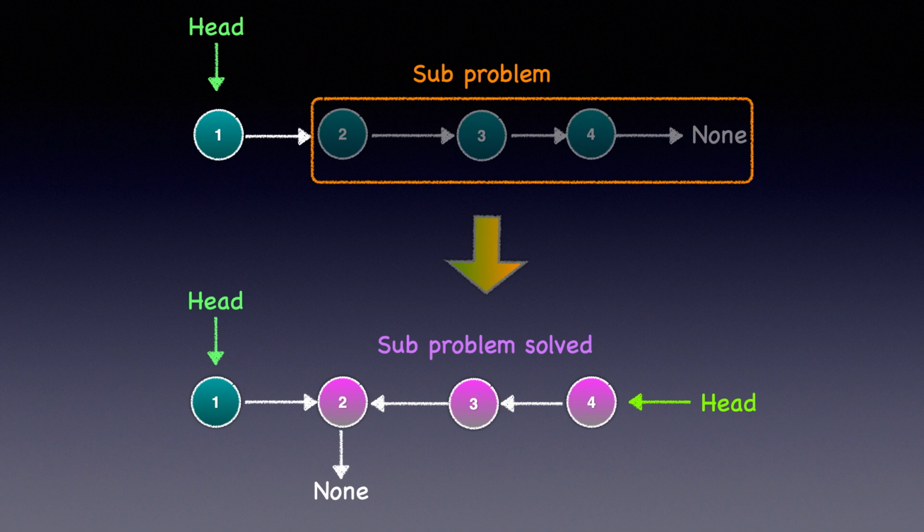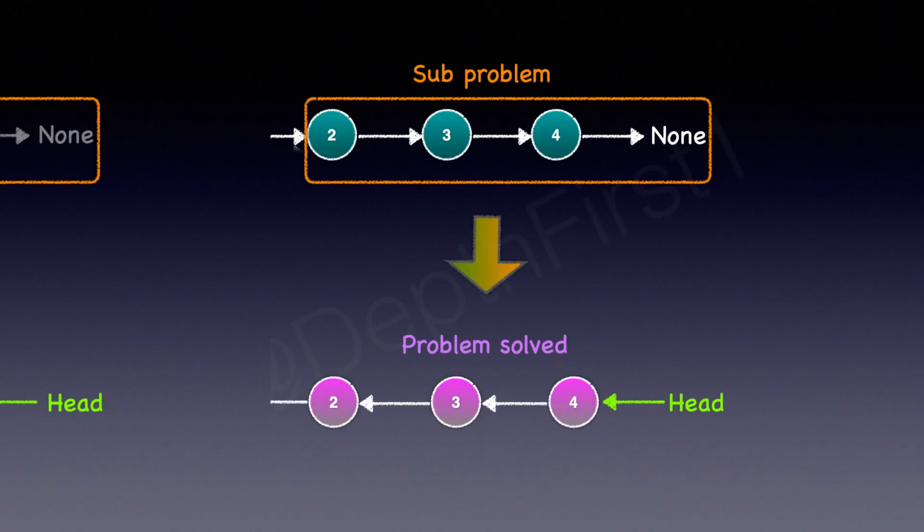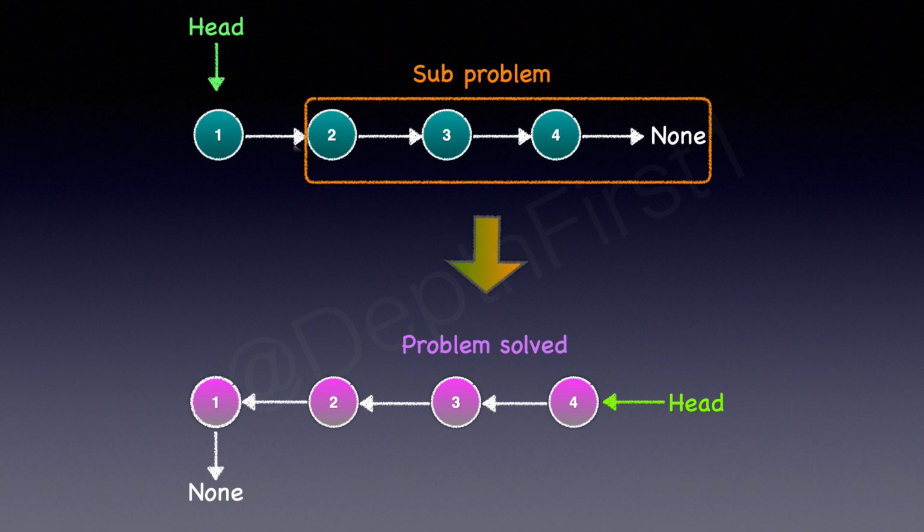But how do we find out the last node of the subproblem? So if you think about it, the last node of the subproblem is node 1's next element, which is 2 in this case. So we'll first change 2's next to point to 1, and then we'll change node 1's next to point to none. Our problem is solved and we can send the new head back all the way up the call stack.